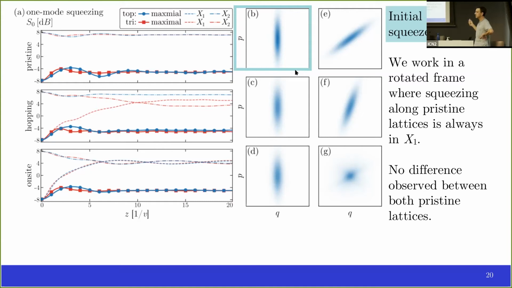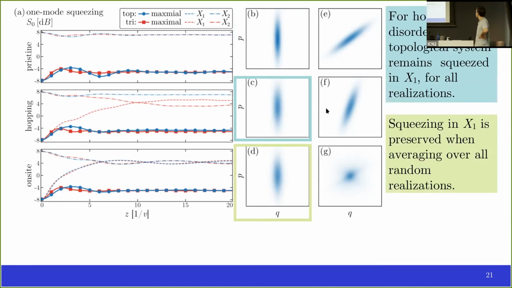It is a single mode squeezed state, squeezed along the horizontal quadrature. So its Wigner function looks like this. We will work in a rotating frame where squeezing along all the pristine lattices is always in the horizontal quadrature, and at this point of studying the pristine systems, we observe no difference between trivial and topological lattices. We will have to include hopping disorder in order to see how the topology affects quantum properties of light.